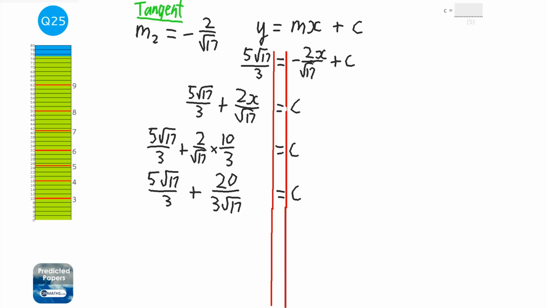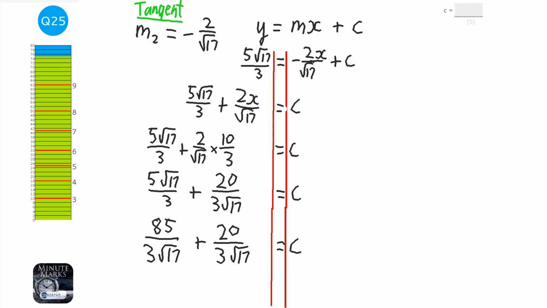Okay, so now we've got a problem here because we're adding two fractions but they don't have the same denominator. But if I times both the top and bottom of the left hand fraction by root 17, they will have the same denominator. So I'm going to do 5 root 17 times root 17. Now when you times a root by itself, or a surd by itself, it just gets rid of the square root. So we're going to end up with 5 times 17 at the top, which would be 85. And at the bottom we'll just have 3 root 17, plus 20 over 3 root 17.